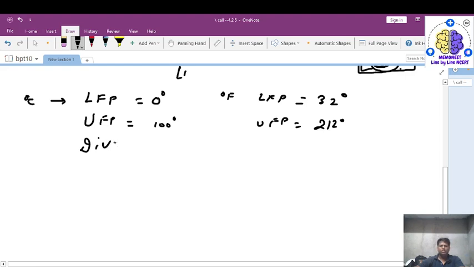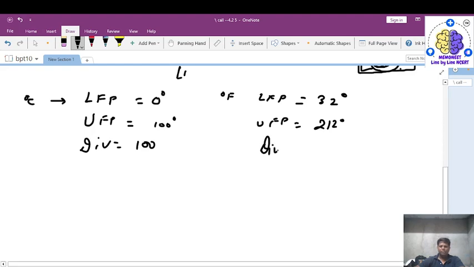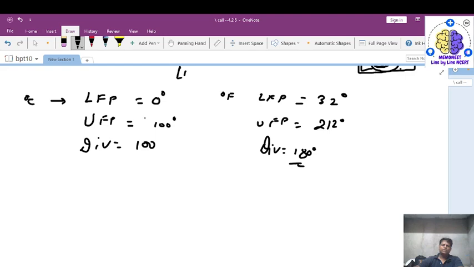So here the number of divisions will be 100 divisions. So we will be making 100 divisions in the length between the upper fixed point and the lower fixed point. And for degrees Fahrenheit, we will be making 180 divisions, right? So from this, we can see how two different scales of temperature are made.